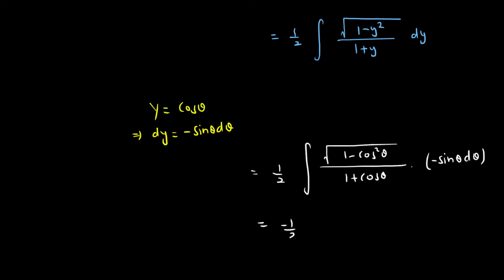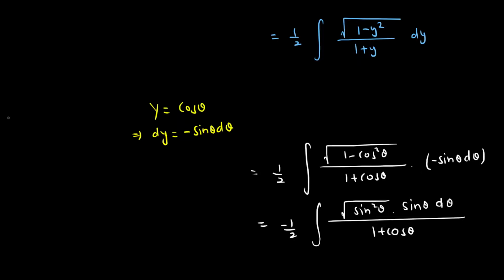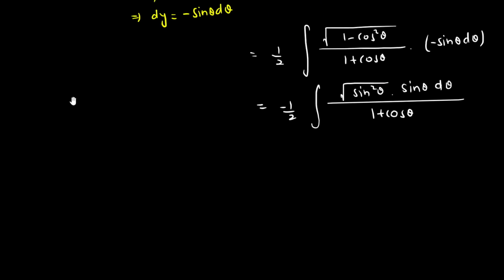So this will become negative 1 over 2, and we know that 1 minus cos square theta is sine square theta, so that's going to look something like this, root of sine square theta, and this sine theta remains as it is, this d theta remains as it is from here, and this will become 1 plus cos of theta. All right, okay. Root of sine squared theta is going to be sine theta.